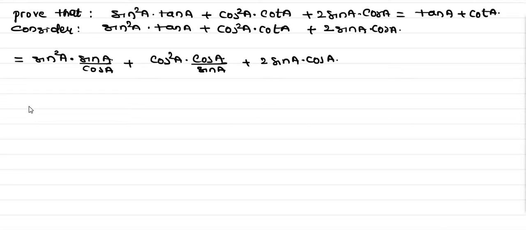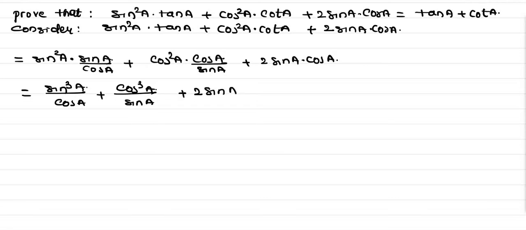Now we multiply this sin square a and this sin a, and this cos square a into cos a. So sin square a into sin a gives us sin cube a upon cos a, plus cos square a into cos a gives us cos cube a upon sin a, plus this is 2 sin a into cos a.